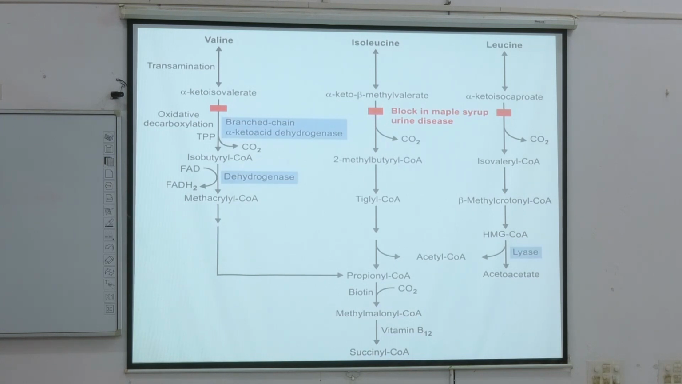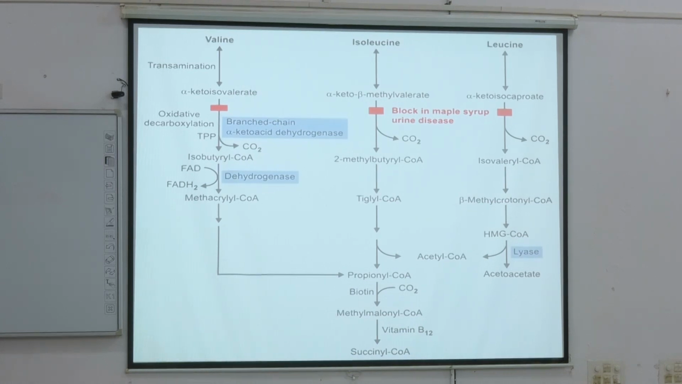Okay, then you will see there is a formation of succinyl CoA, first one, and it forms acetoacetate from leucine, and acetoacetate is the source for the formation of acetone.